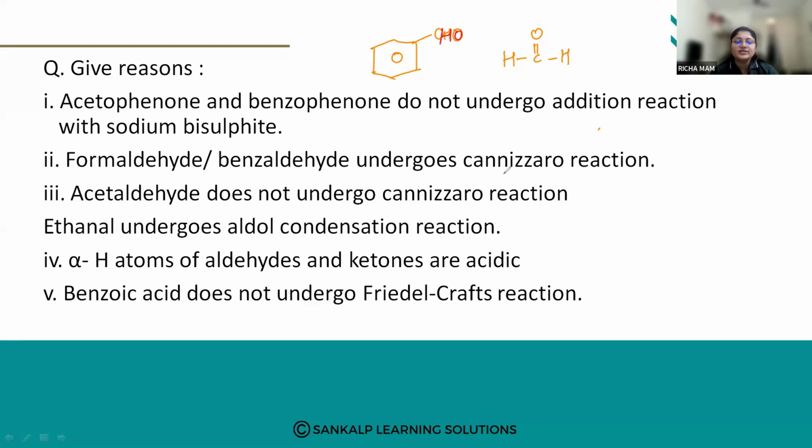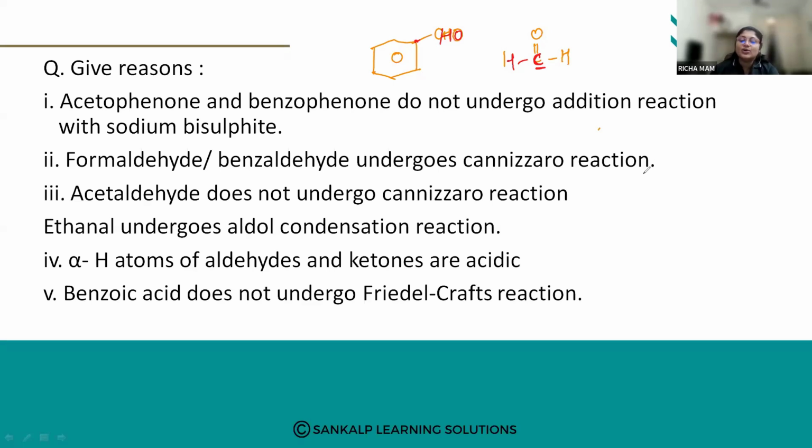So first understand what is Cannizzaro reaction. Whenever any aldehyde does not contain an alpha hydrogen, that is, the carbon attached besides the carbonyl carbon has no hydrogen. Now here there is no alpha hydrogen. So when an aldehyde which does not contain alpha hydrogen reacts with alkali, it undergoes self oxidation and reduction, and it gives you alcohol and a carboxylic acid salt. This is the Cannizzaro's reaction.